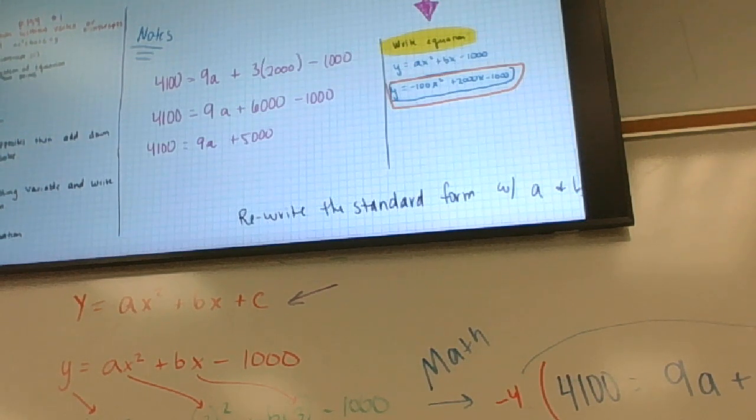Who got negative 100? Are you doing what I'm doing? Yeah. What am I doing down here? When I subtract 5,000. Oh, that's 900. Wow. And negative 100 equals 8. But yo, this is the answer.